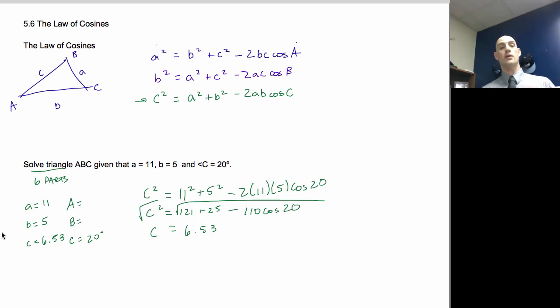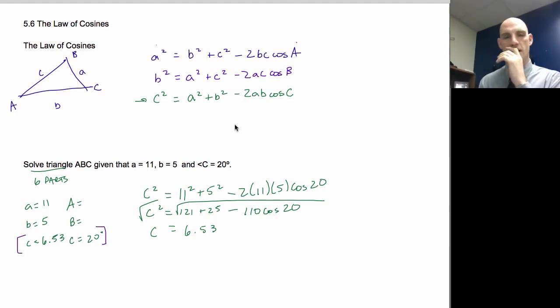Okay, so I plugged all that into my calculator. I got C is equal to 6.53. At this point, I have choices, right? Because now you're thinking, well, you could switch over to the law of sines, right? Because you said you have to have a full ratio. So I've got this side C, and I've got C equals 20.